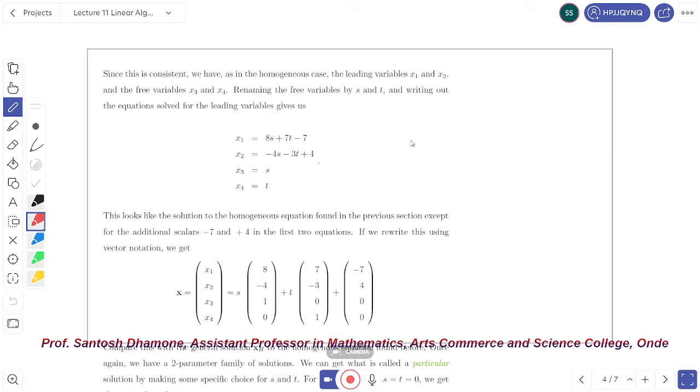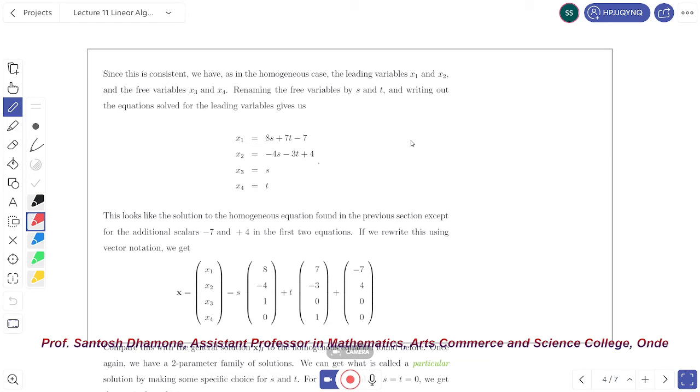Taking the right hand side as 1 and 2, we get the solution x1 is equal to 8s plus 7t minus 7, x2 is equal to minus 4s minus 3t plus 4, x3 is equal to s, x4 is equal to t. This looks like the solution to the homogeneous equation found in the previous section except for the additional scalars minus 7 and 4. These are additional scalars in the non-homogeneous system of linear equations.